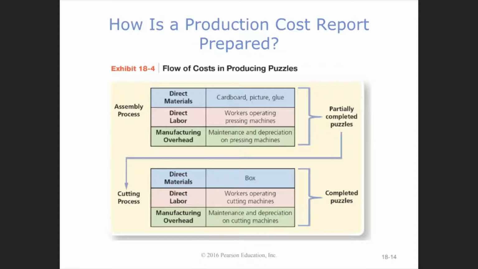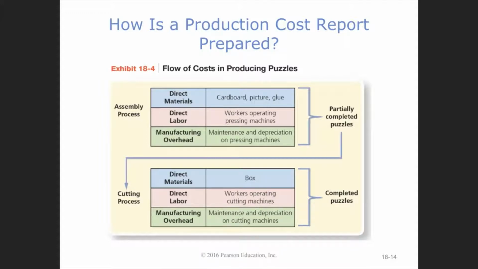How is a production cost report prepared? So we have the flow of cost in production puzzles. Here we've got our assembly process. So we've got direct materials, direct labor, manufacturing overhead. For direct materials, we have our cardboard, our pictures, our glue. The direct labor, we've got our workers that are operating the pressing machines to create these puzzles. We've got our manufacturing overhead, which consists of maintenance and depreciation on the pressing machines.